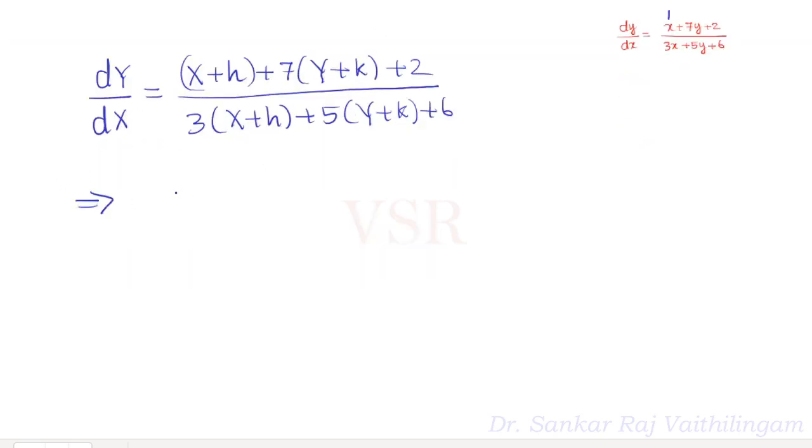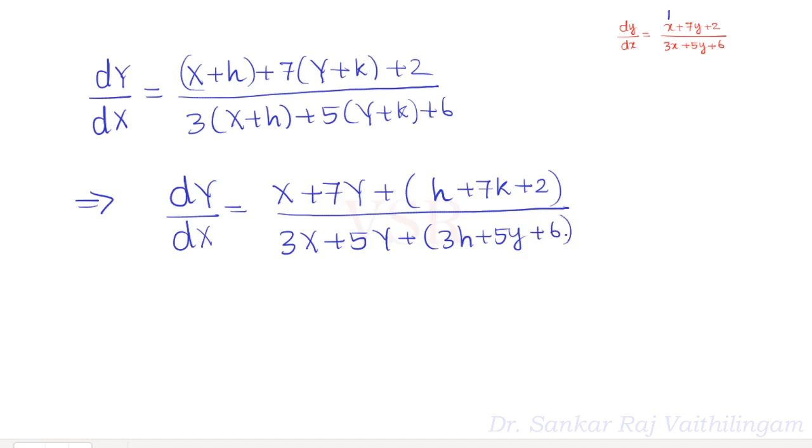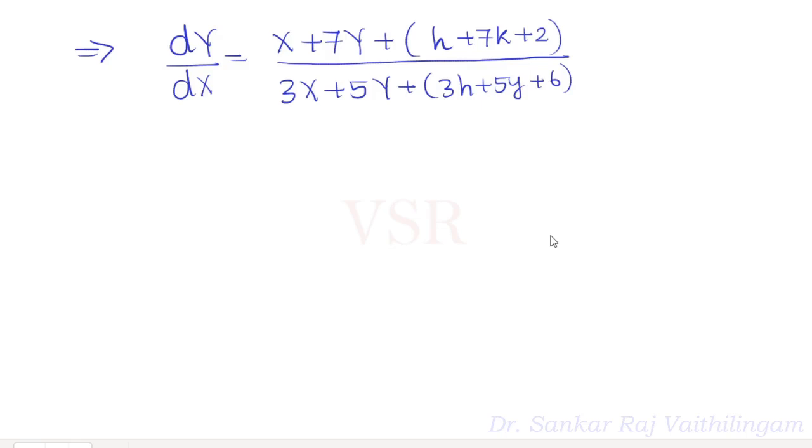This implies that d capital Y by d capital X is equal to capital X plus 7 capital Y, plus the rest h plus 7k plus 2, divided by 3 capital X plus 5 capital Y, plus the rest 3h plus 5k plus 6. Okay, now I am going to put the constant terms equal to 0. So put h plus 7k plus 2 equal to 0 and 3h plus 5k plus 6 equal to 0.